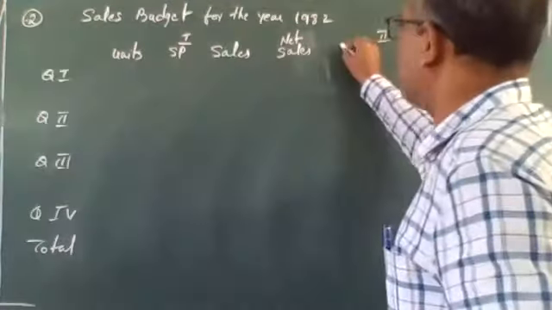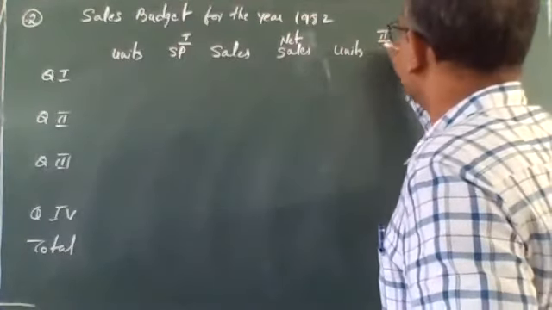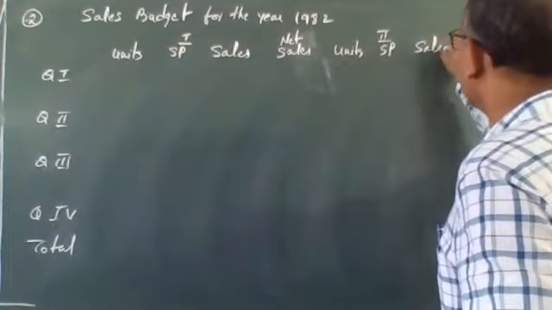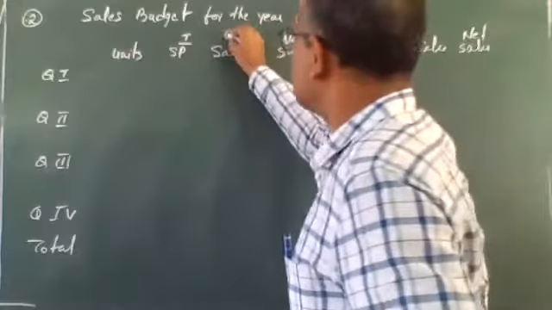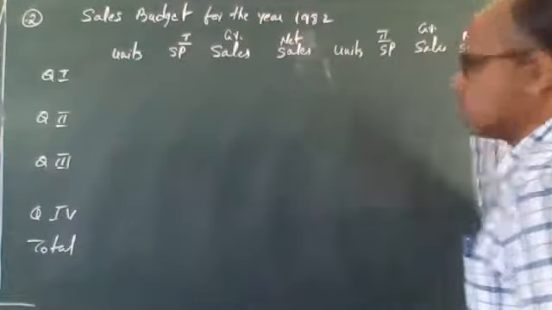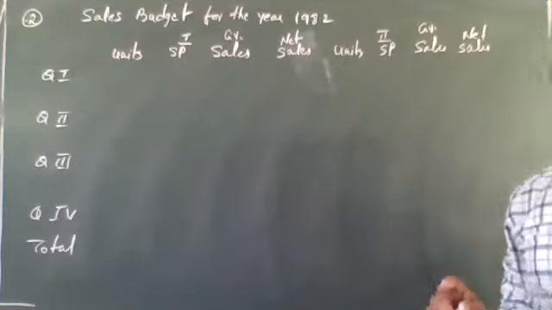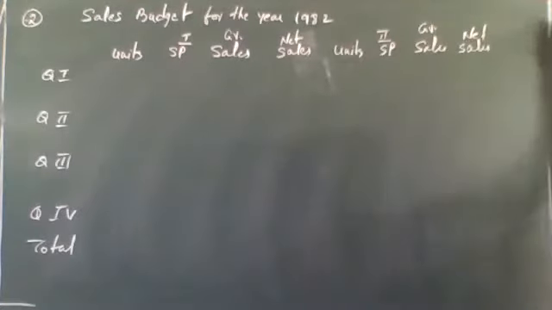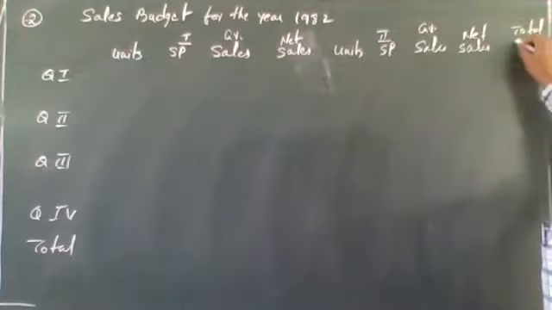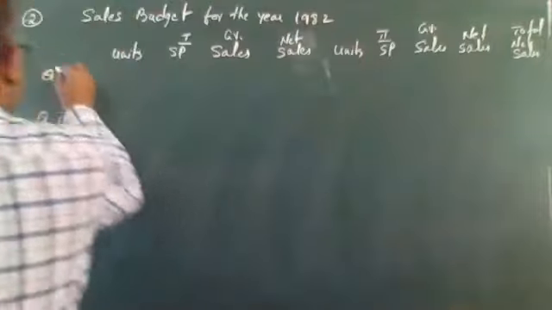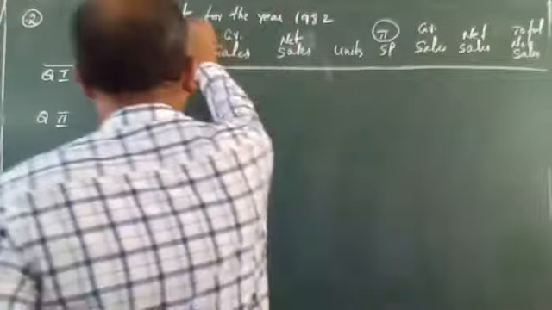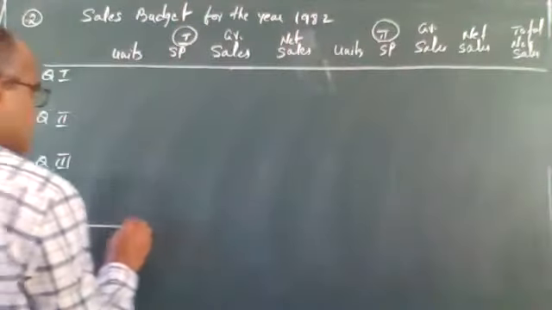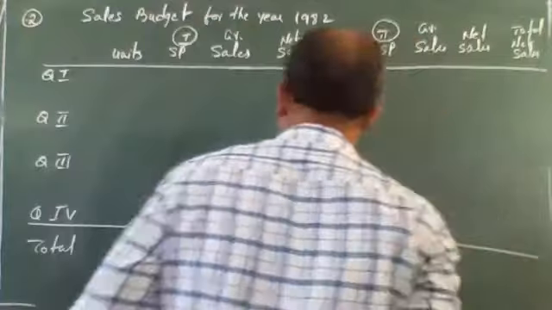Similarly, in product 2 also you can write units, selling price, sales, and also net sales. This is gross sales. What do you mean by gross sales? The total sales. Net sales is after the allowances. And you can have one more column here, total net sales. So, basically, they have two products, product 1 and product 2. They have 4 quarters of information given to us.